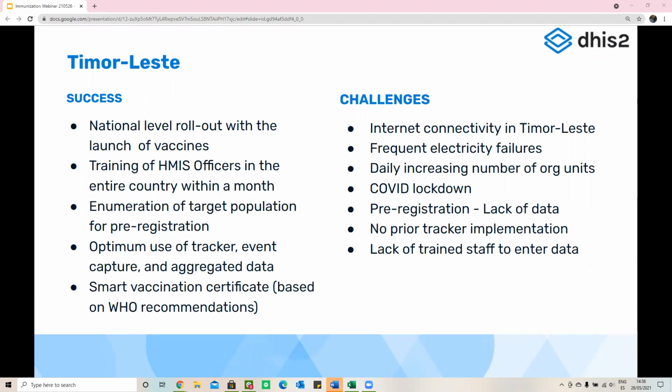With the successful implementation of the tracker for COVID-19 vaccine, Timor-Leste is currently planning to expand it to the routine immunization as well.